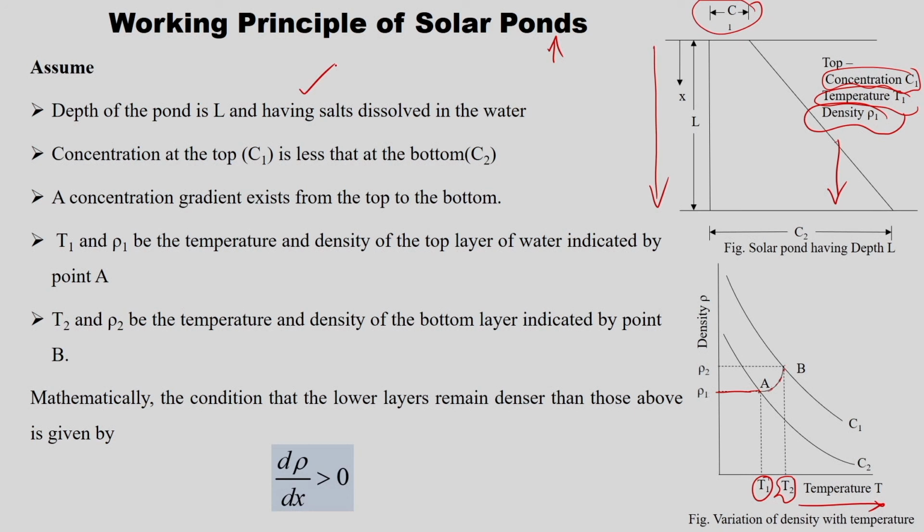Depth of the pond is L, and it has salts dissolved in the water. The concentration at the top is C1, which is less than that at the bottom, C2. The concentration gradient exists from the top to bottom.